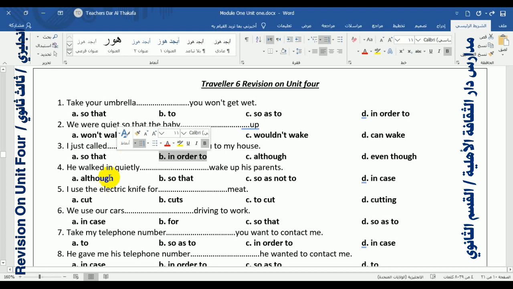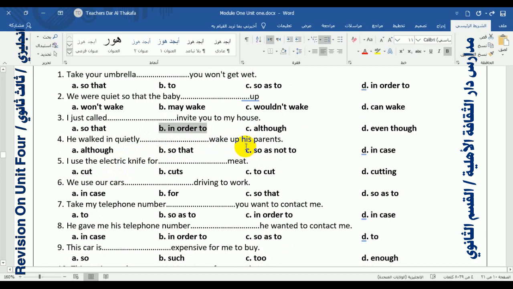He walked in quietly مشى بهدوء لكده, wake up his parents كي لا يوقظ والدي. عندي هنا wake verb 1، wake up يوقظ. طبعا although ولا so that ولا so as not to ولا in case؟ Yes, correct answer. الإجابة عندك طالما إن هنا verb 1 يبقى لازم so as not to كي لا.